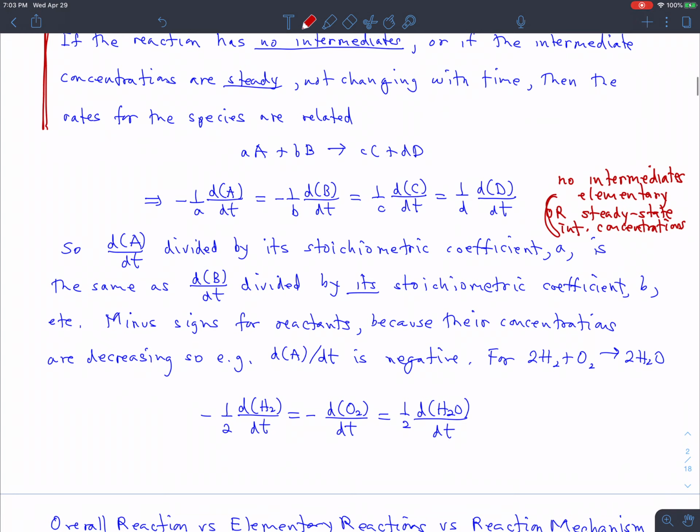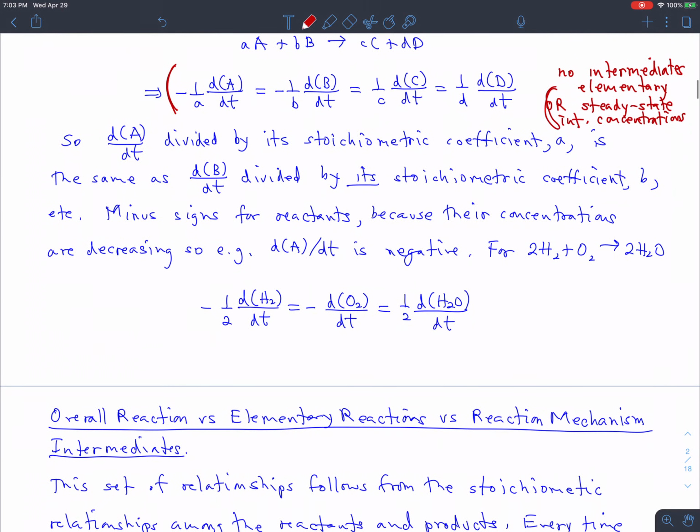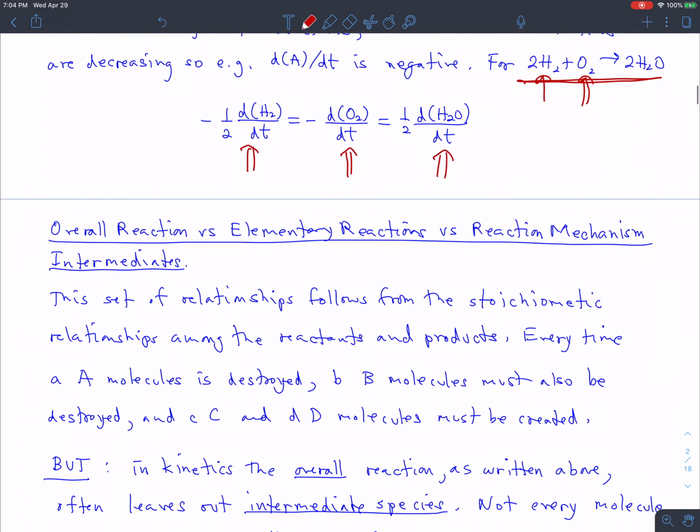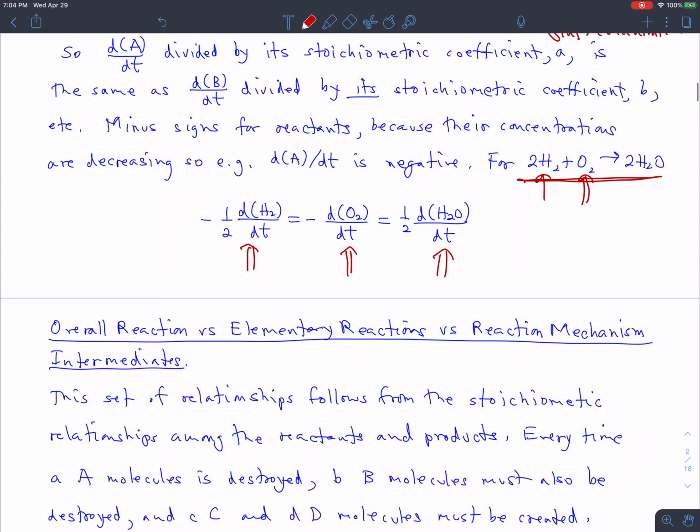All right, so we have this relationship most of the time, not necessarily all the time. To take an example, let's take our concrete water-forming reaction. That means that minus 1/2 the rate at which H2 is disappearing is equal to minus just the rate at which O2 is disappearing, and that's equal to 1/2 the rate at which the water is appearing. Okay, so we have a definition for our rate of reaction.